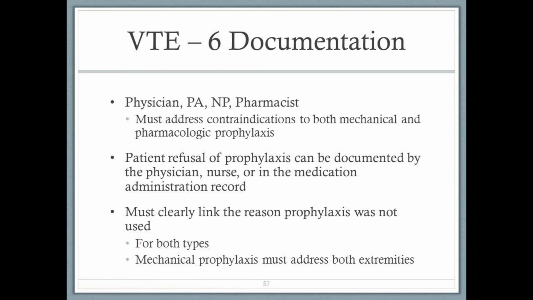From a documentation standpoint, again, this can come from the physician, the pharmacist, the nurse practitioner, the PA. If pharmacoprophylaxis is not given, you need to document both mechanical and pharmacological methods. Patient refusal needs to be documented again, and it could be documented by all the caregivers in the hospital. When you're documenting that prophylaxis was not given, you must clearly link the reason prophylaxis was not used for both types, pharmacologic and mechanical, and need to address both extremities. I know it sounds kind of strange, however, this is one of the requirements as well.